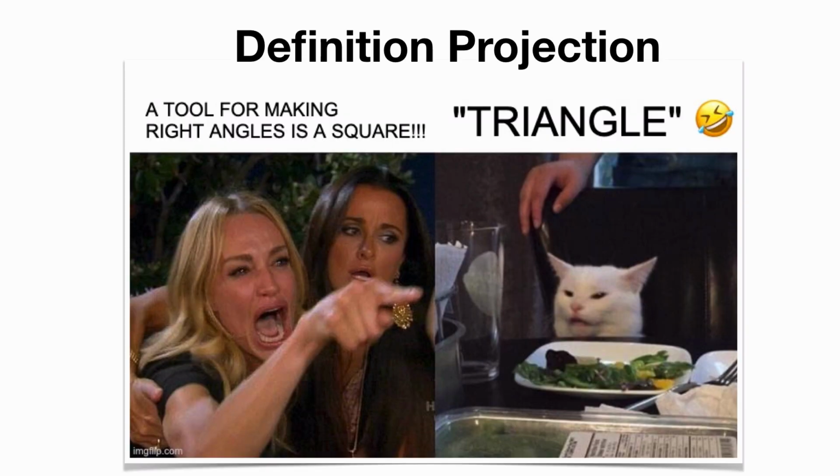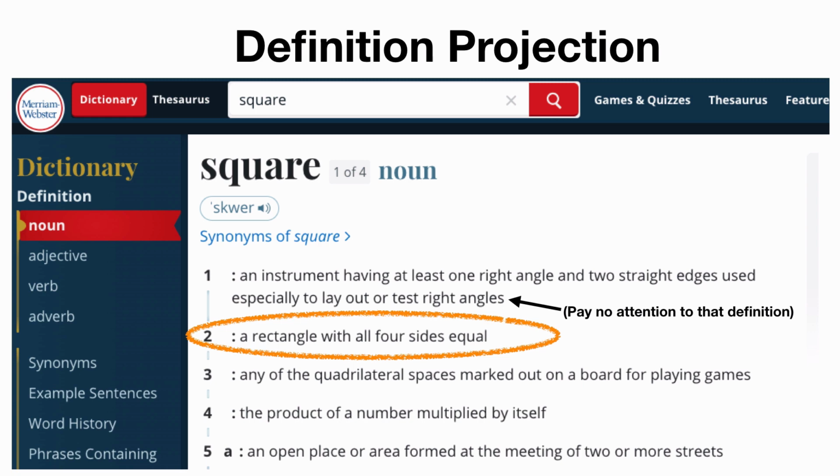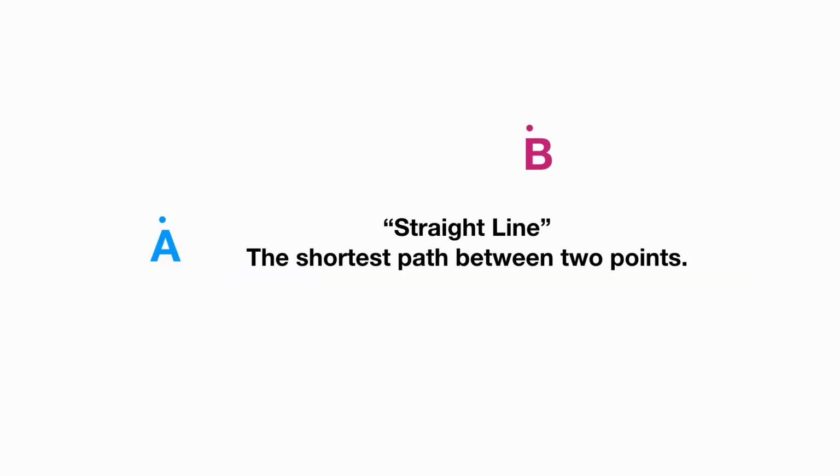But this skit is a metaphor. What I was doing is very unfair and is called definition projection. Start with a word which has multiple definitions, such as square. And then when you use the term, I'm going to project upon you a different definition using my preferred definition, not the one that you had intended. A great example of this is straight line.